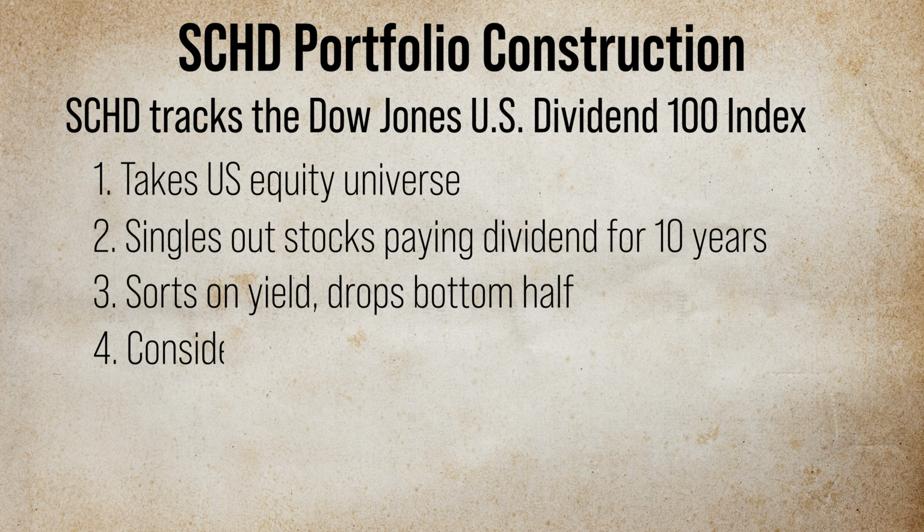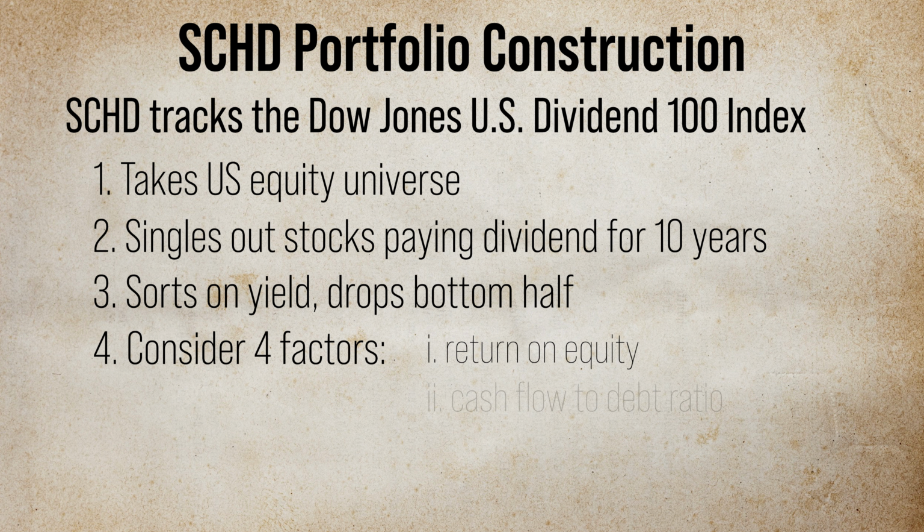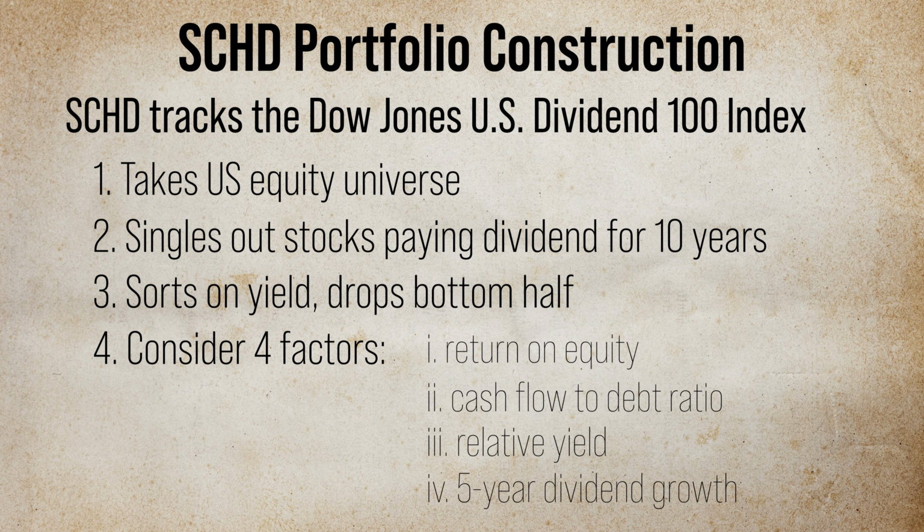Then SCHD looks at 4 different factors. Like, what is the return on equity? High return on equity signals higher earnings growth potential. What is cash flow to debt ratio? This one eliminates risky companies with too much debt. What is dividend yield compared to the rest of the group? This one ensures that high-yielding stocks still make it into the pool. Finally, SCHD looks at the 5-year dividend growth track record. This factor makes sure that stocks with growing dividends get included too.